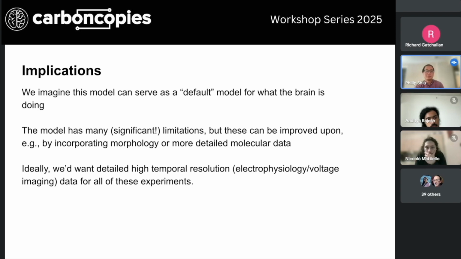And we only had one free parameter that we played with. In principle, there are a bunch of others, and we could, for example, change the parameters for each cell type. And if we had really clean high temporal resolution data, we might be able to do optimization of that sort.